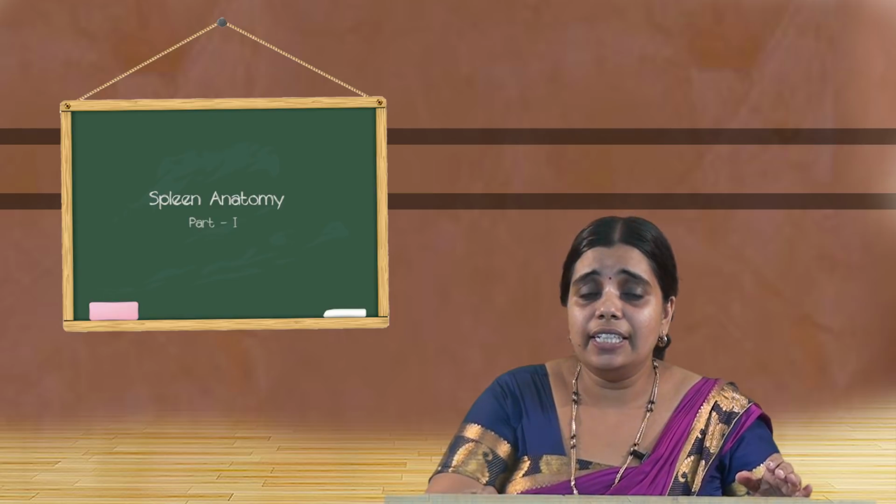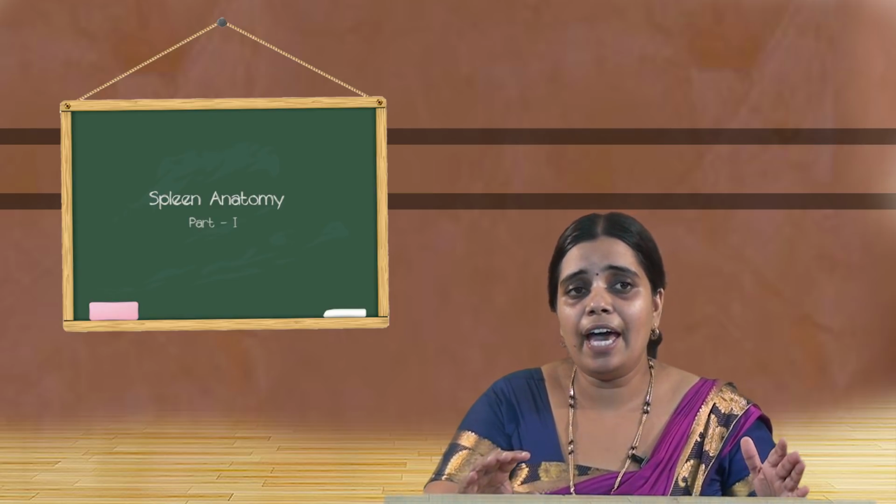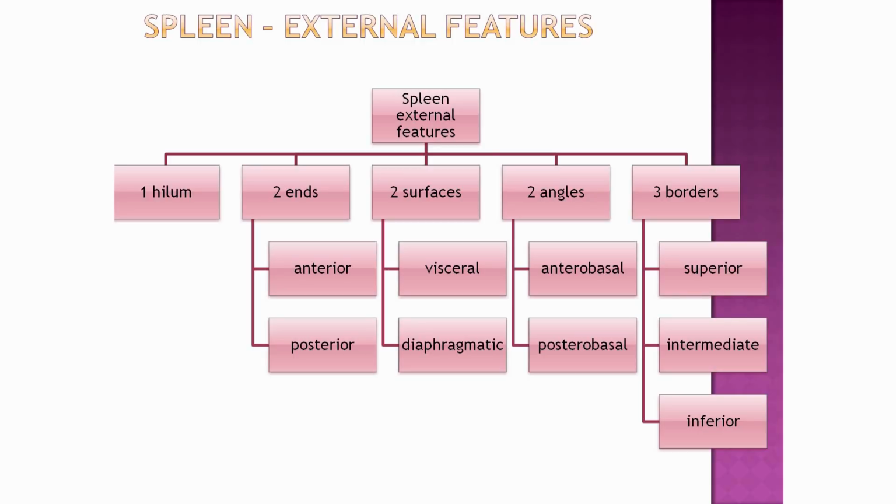Coming to its external features. We have one flow chart here to understand the spleen's external features. If you remember 1, 2, 2, 2 and 3, it will be very easy for you to elaborate the topic. So, for spleen external features, we have to write: it has one hilum, 2 ends, 2 surfaces, 2 angles and 3 borders. What is the hilum? It is a place where vessels enter and leave the organ. So, spleen also has a hilum.